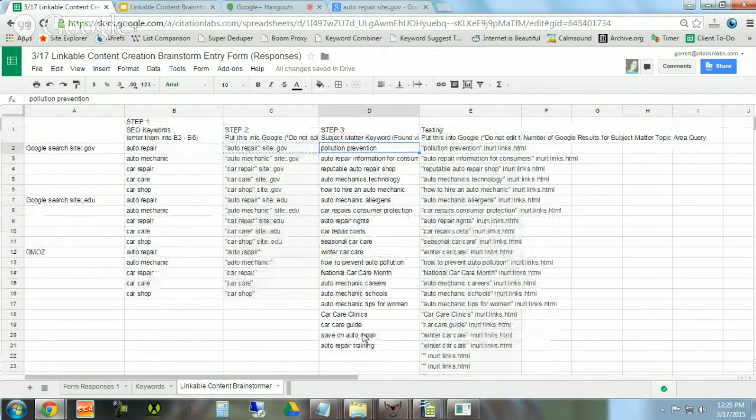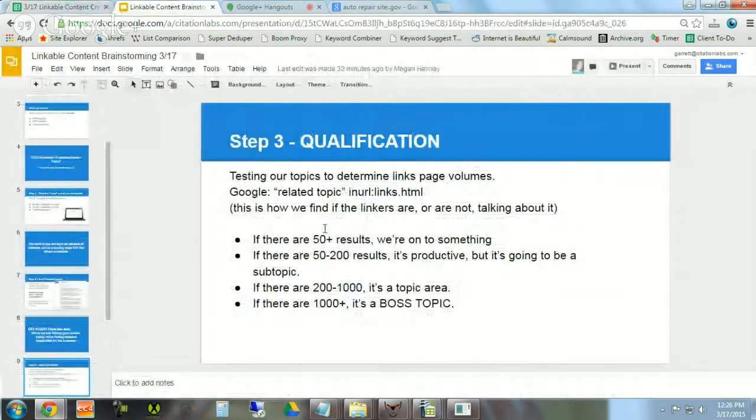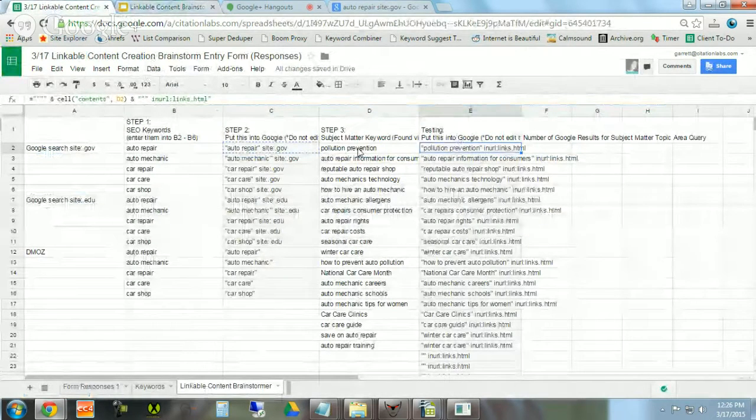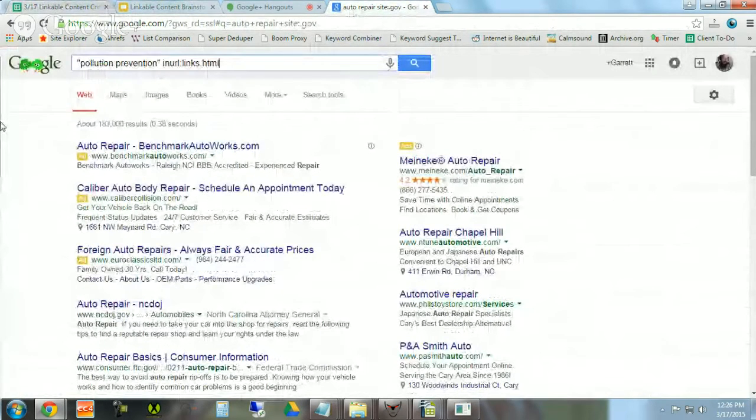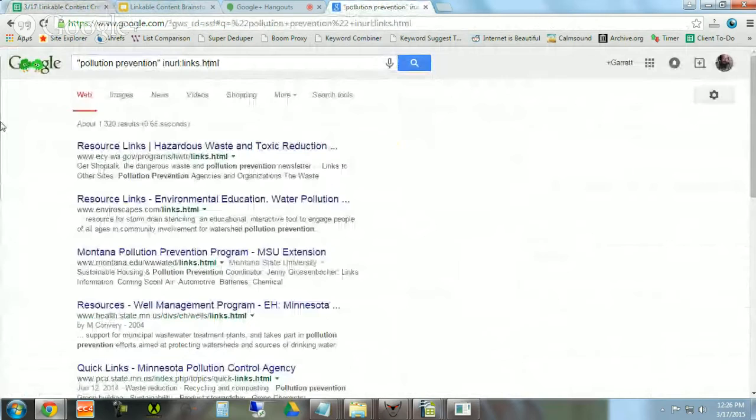You want as many as you can find, but anyhow. So then you take each one and put quotes around it, and then check it. This is what I was getting to when we talk about qualification on the slides. You take each of your subject matter keywords, folks, put it in quotes, and then add in URL links.html, right? So what this does is it helps us qualify whether or not this subject matter, this topical phrase, is linkable.